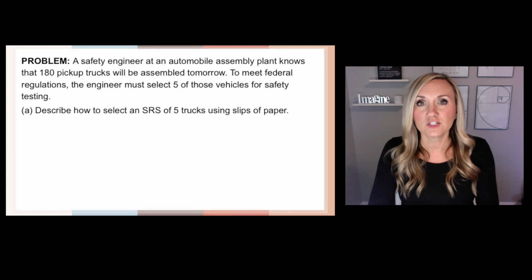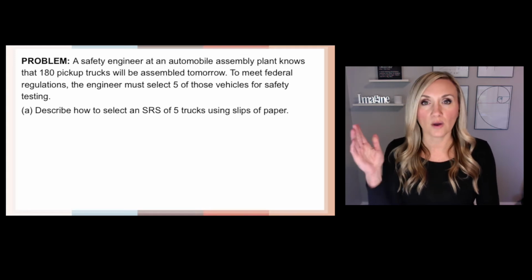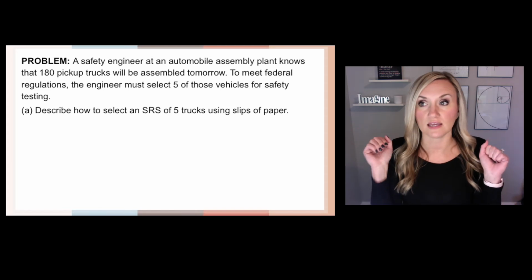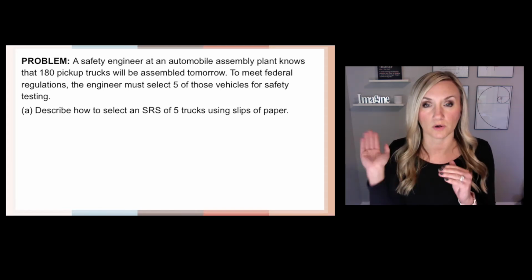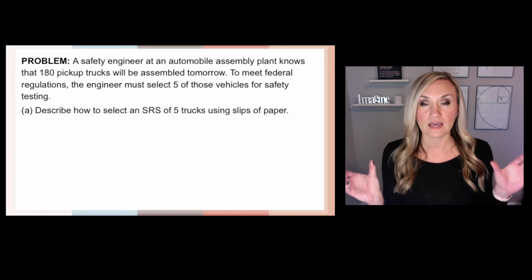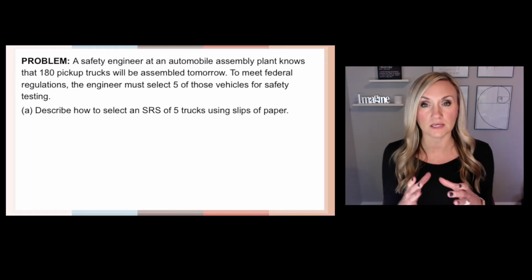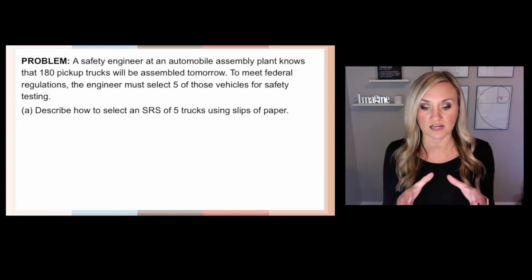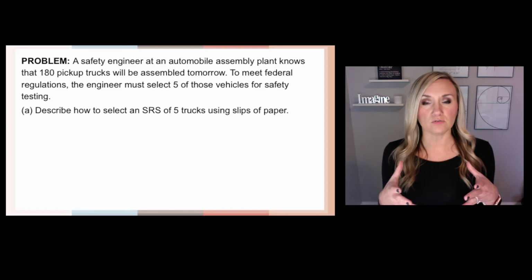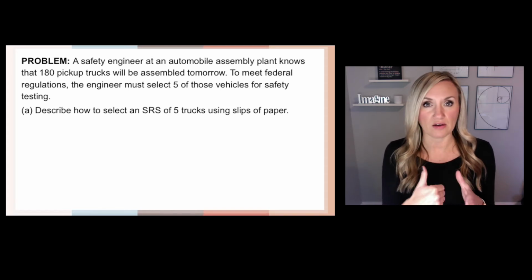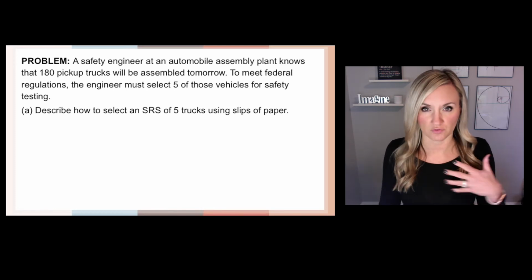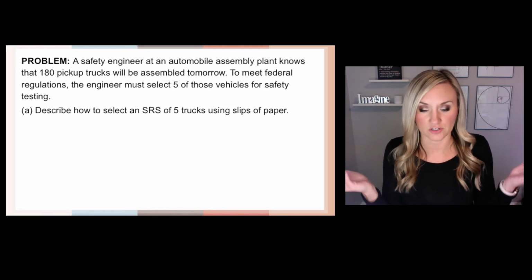Well, guys, you have 180 vehicles, so this is how you would describe it. You would give every vehicle a number, 1 to 180. The papers need to be of the exact same size, equal in shape, so if they're all rectangles, exactly the same length and width. Then you would write down each vehicle's number, 1 to 180, on a card, and you would make sure that they're shuffled really well, like inside of a hat or something like that.